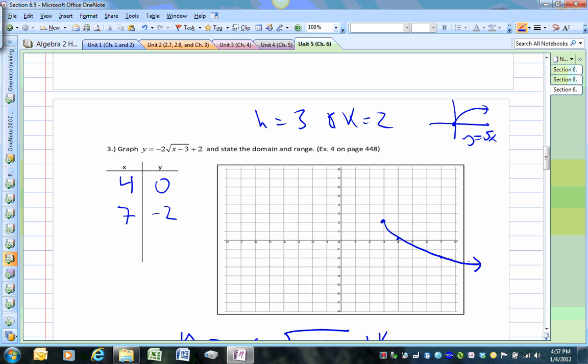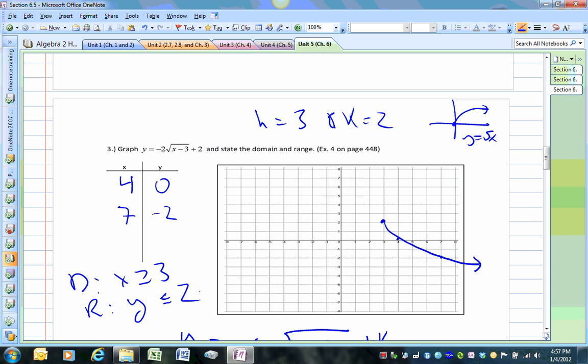So that's how the graph would look. Domain, obviously we have to go greater than or equal to 3. And the range, obviously we're dropping now because of negative, so it's going down because a is negative, and starting at 2, so we're going less than 2. So y has to be less than or equal to 2 for that one.